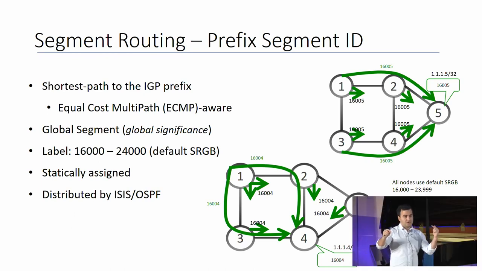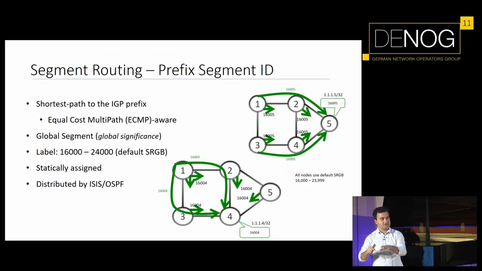Now, if I want to forward traffic to node 5, I will use the segment ID of 16,005, okay? And the same goes for node 3. If it wants to push traffic towards node 5 as a destination, it will still use the same segment ID. Now, prefix segment ID offers you the possibility to do some sort of ECMP forwarding. What is ECMP? It means equal cost multipath, which means if you have two different paths to reach a destination, but those two different paths have the same cost, then you can do some sort of load balancing. And that is possible if you use the prefix segment ID.